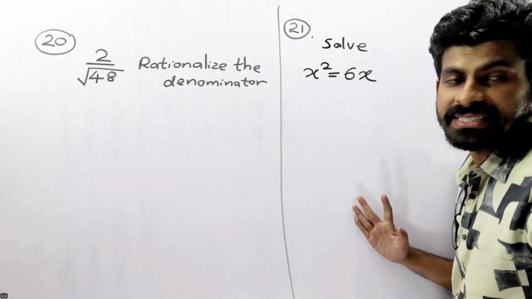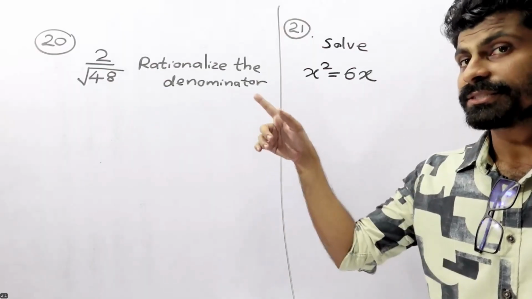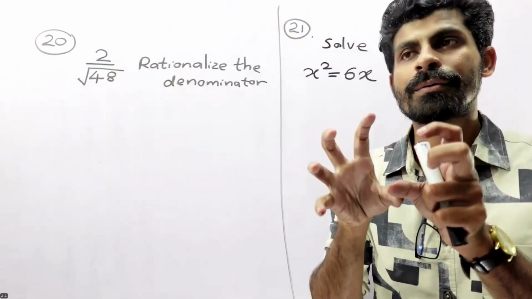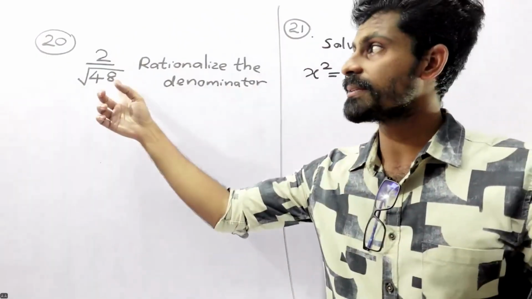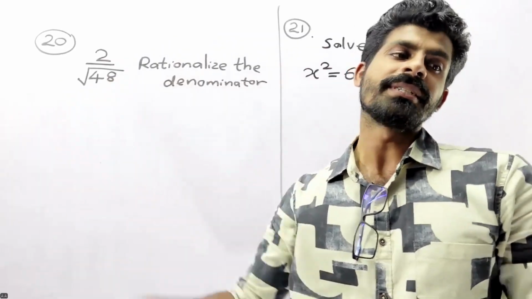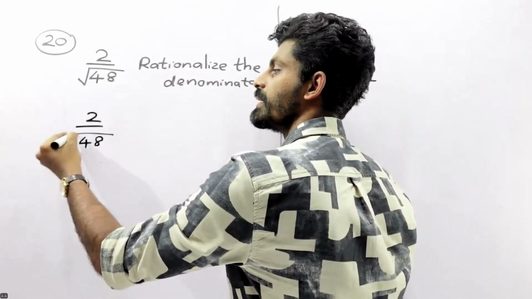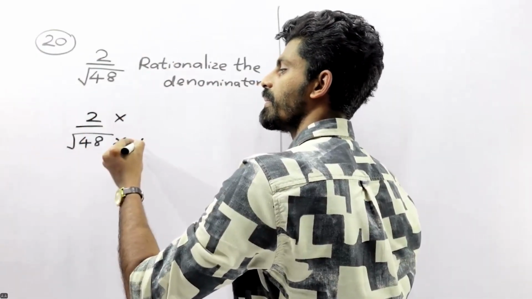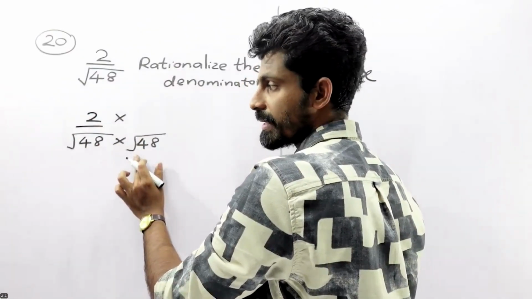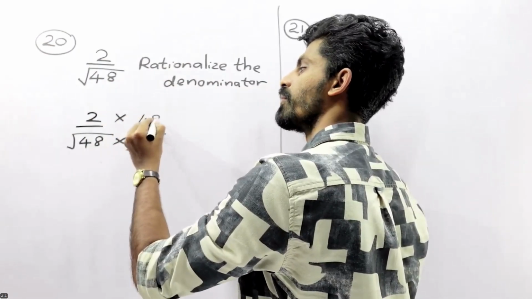Right. Question number 20 and 21. 20, rationalize the denominator. So this one is also a new question. Rationalize means how to remove the surds part from the denominator. To remove the surds part from the denominator, you need to multiply both sides by the same square root number. So that means the square root of 48.